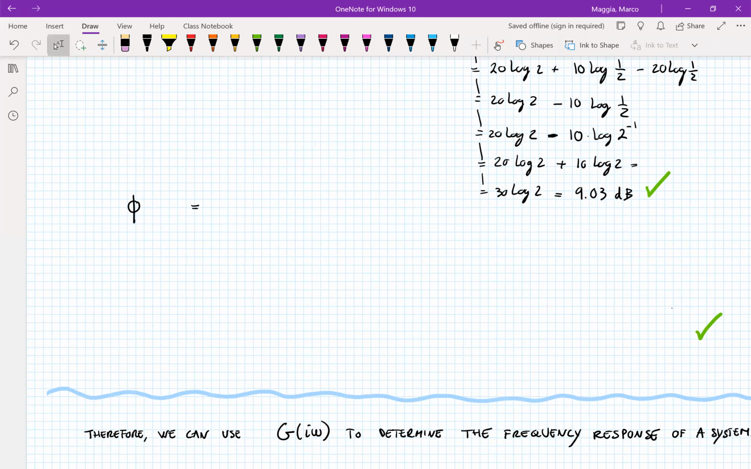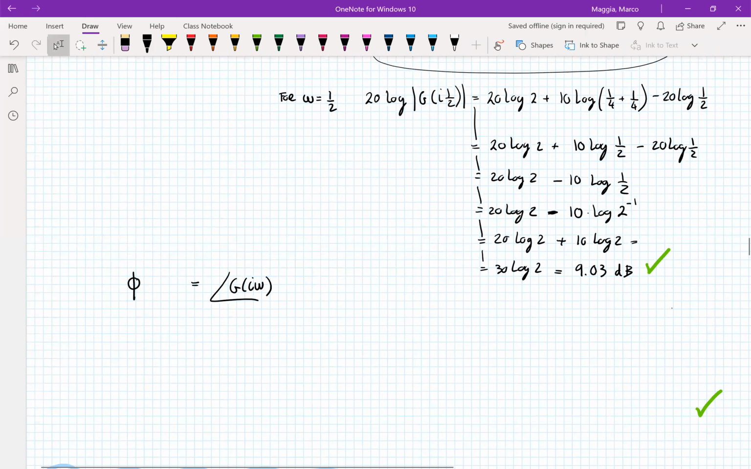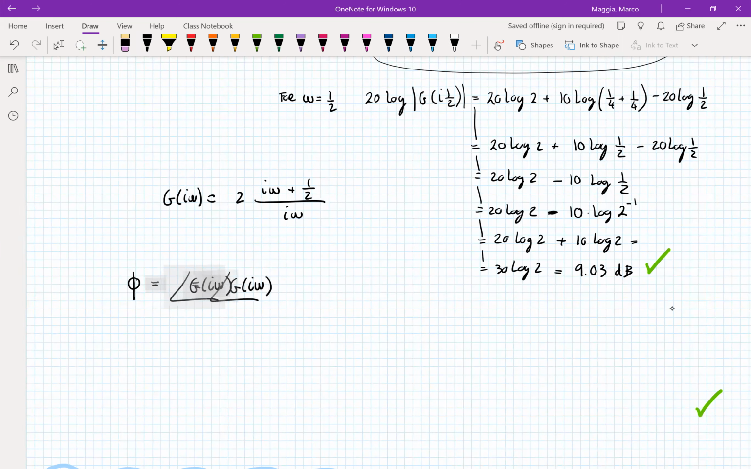When it comes to the phase difference, as I said, now we have to look at the phase of the transfer function, so the phase of G evaluated at i omega. So let's write G(i omega) once again. That was 2 times i omega plus 1/2 over i omega. So what is the phase associated with such a transfer function? Well, we have the phase associated with 2, that is arctangent of imaginary part over real part. So this is simply 0.